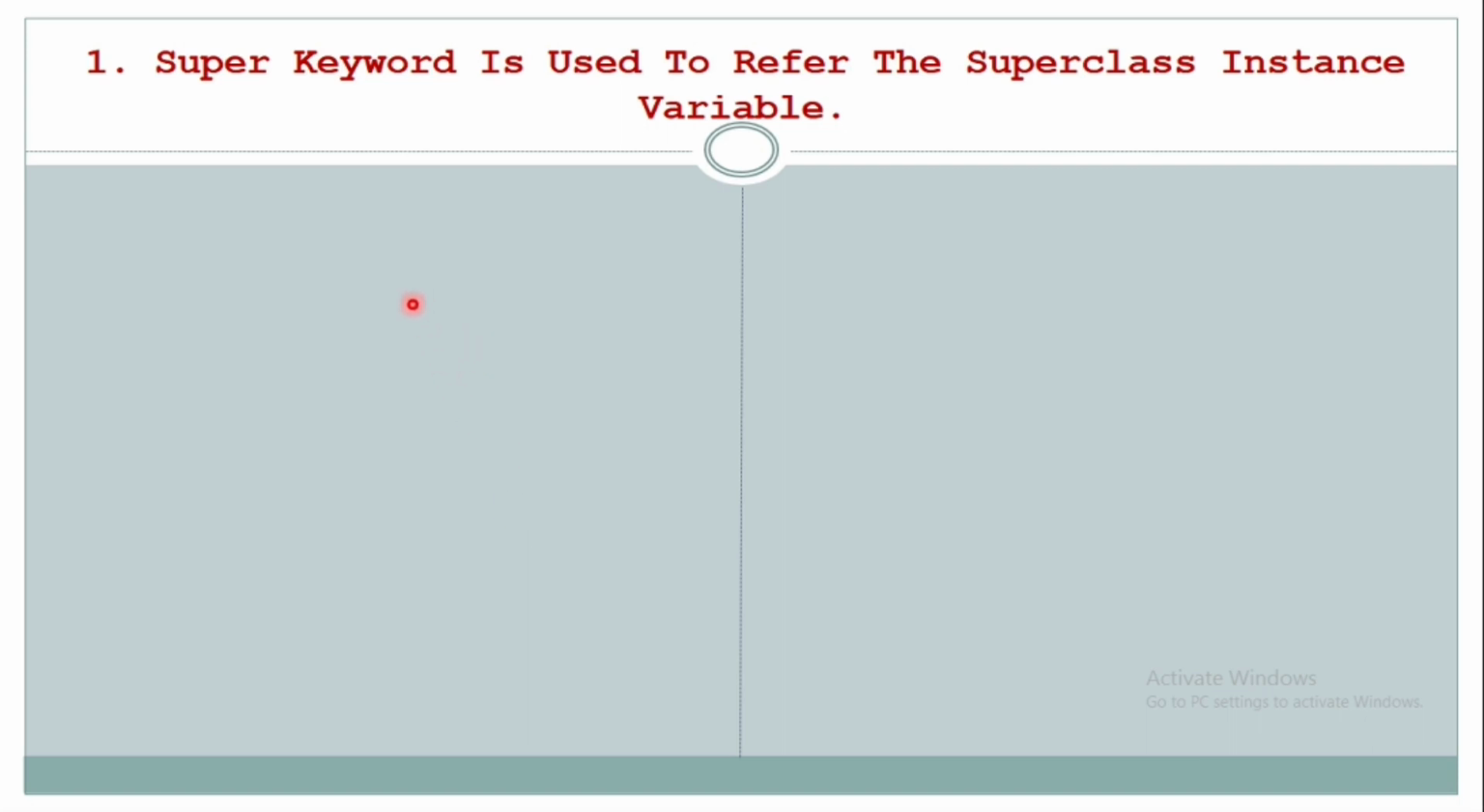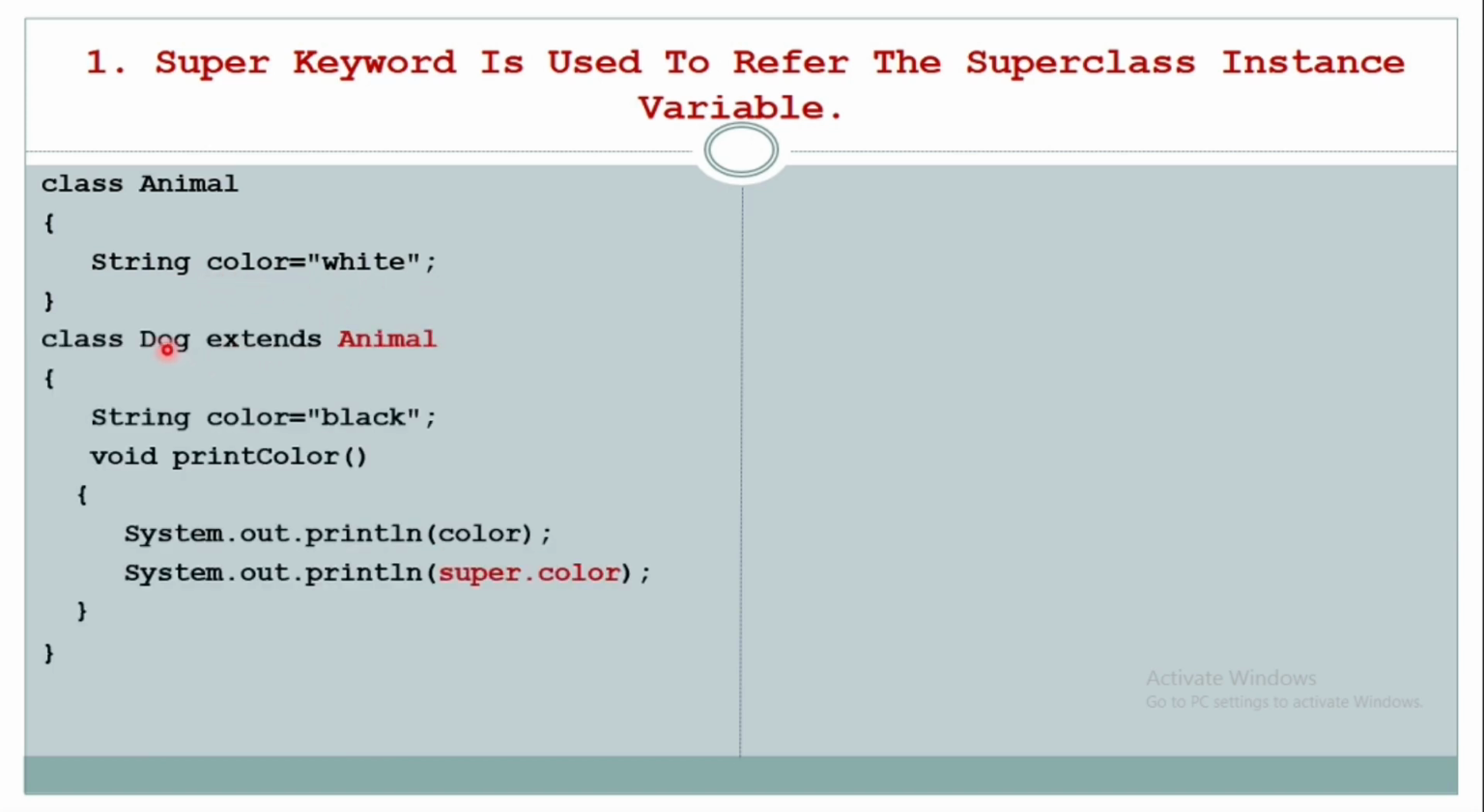Now let us demonstrate with a simple program how the super keyword is used to refer to the superclass instance variable. Let us consider a class with the name Animal, which has an instance variable color of type String, and that color is initialized with the value white. Now let me create one more class called Dog that extends Animal. Class Dog extends Animal, and String color is equal to black. As you can see here, Animal is the superclass and Dog is the subclass.